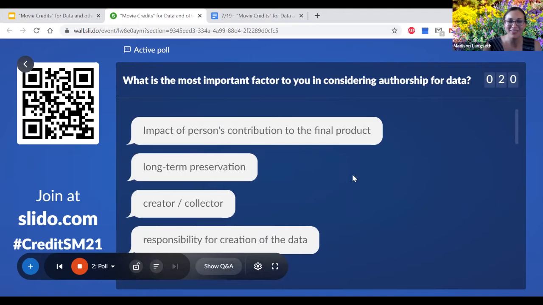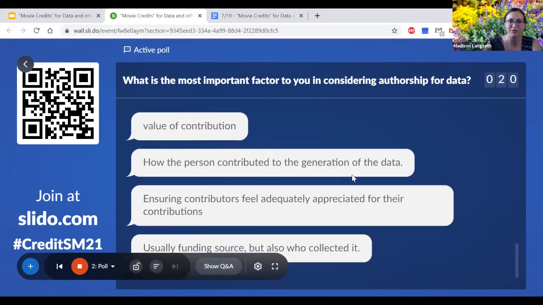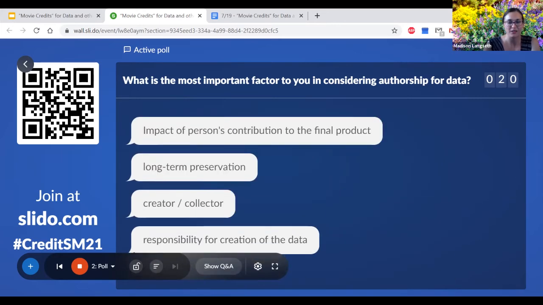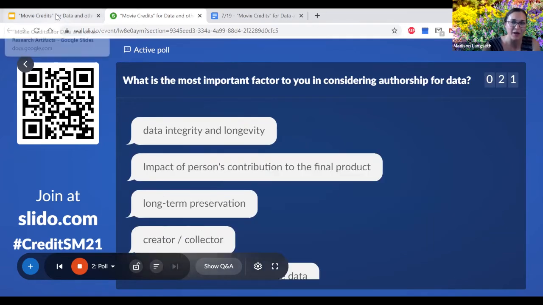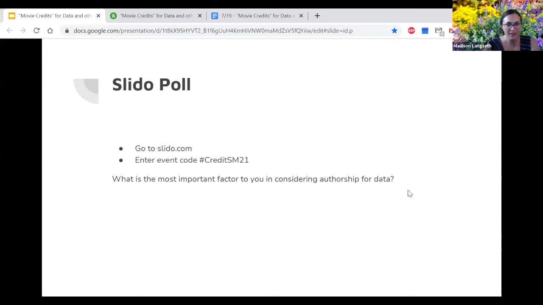So those are all really great thoughts on what different factors are out there for us to consider. And there's certainly a lot to consider. And we see in here some mention of roles. So yeah, this is great to get us thinking through that. And we're going to continue with this in our breakout activity. And then another one just came in, data integrity and longevity. All right, thank you for participating in that.